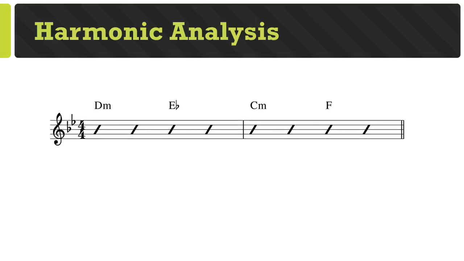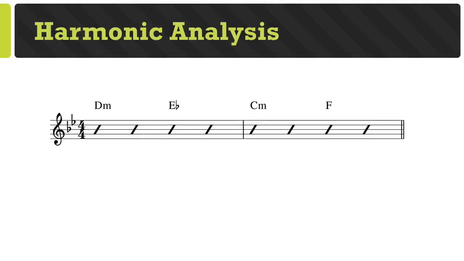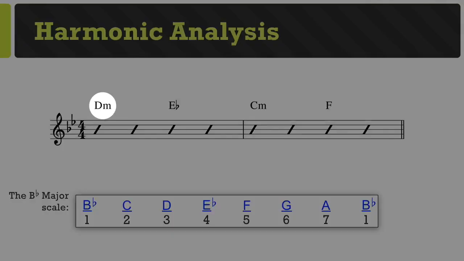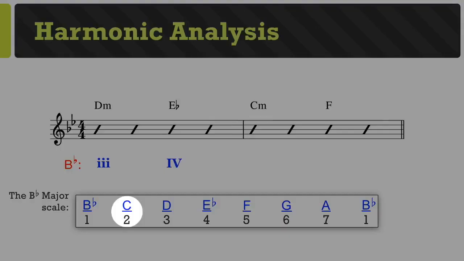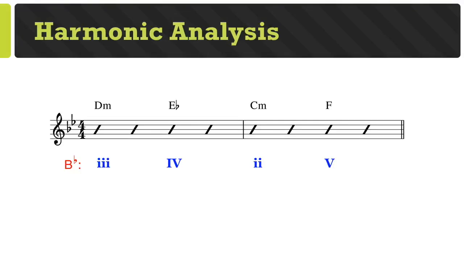Let's try it again. This 2-bar passage is written in the key of B flat. Examining the B flat major scale, I can see where each of these chords come from. The D minor is derived from scale degree number 3. The E flat comes from the 4th scale degree. The C minor is acting as chord number 2, and the F is chord number 5. The harmonic analysis would look like this. Again, all of these chords are in key.